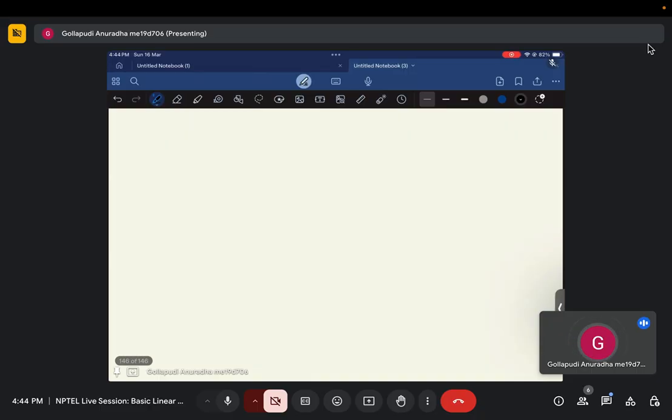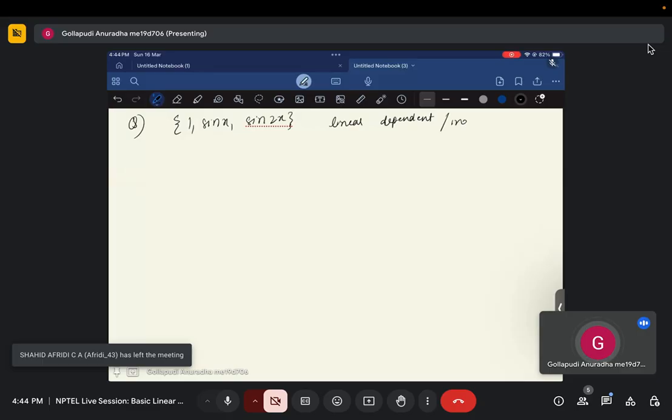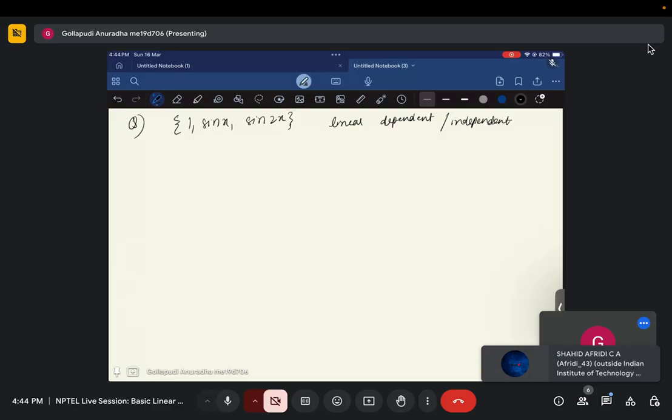Kindly stop me if you have any doubt in this. I'm just going faster. Now if you have these three things, let me know if these are going to be linearly dependent or independent. You'll just check whether the coefficients turn 0 or not if the linear combination is 0.